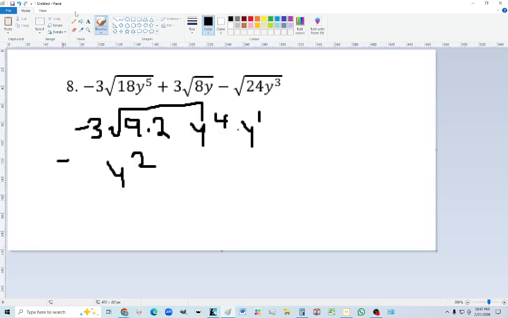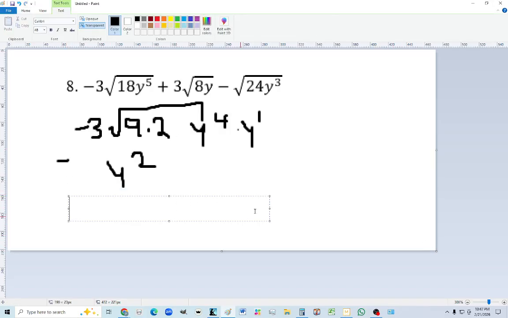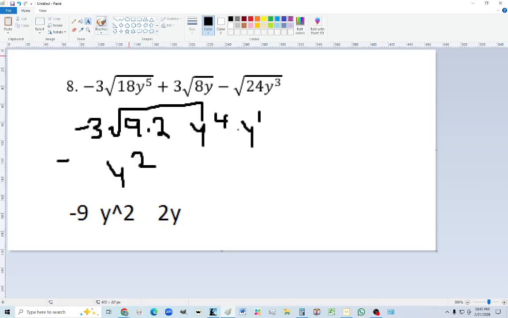So again, it's simplified to minus 3 times the square root of 9, times the square root of 9, which is 3, times the square root of y to the 4, which is y to the 2. Minus 3 times 3 is minus 9. So minus 9y squared. And in the root, 2 was left over, and y was left over. Like that. Once you figure out the simple one, that's a hint to what the other ones need to become.